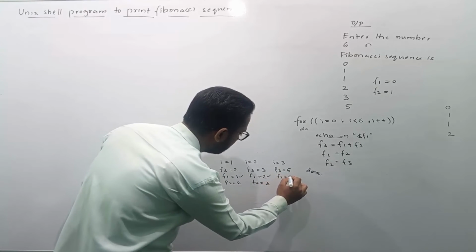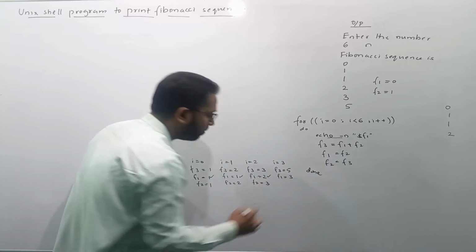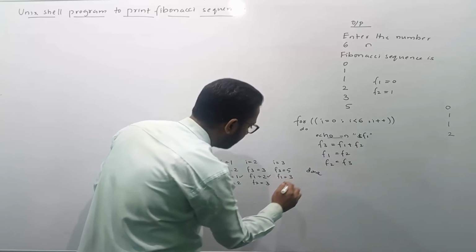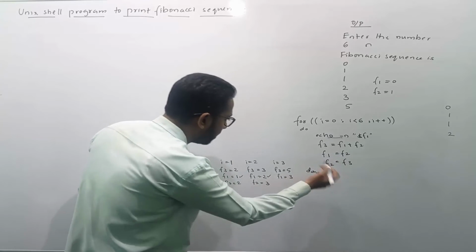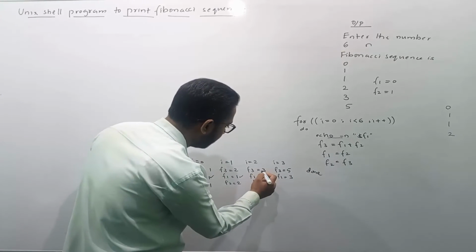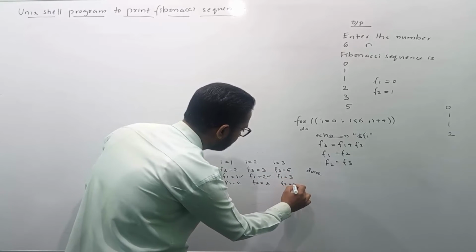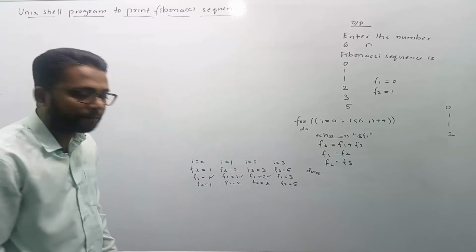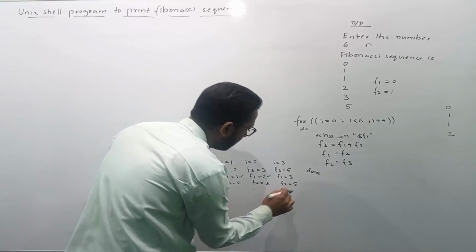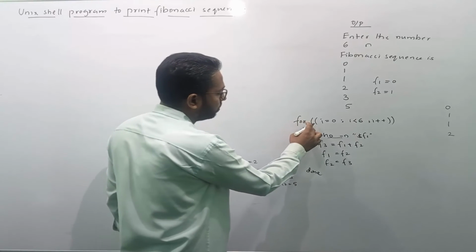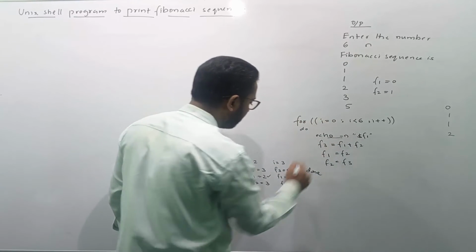So 3 gets passed to F1. Next, F2 is equal to F3. F3 gets passed to F2. So F3 is 5. So 5 gets passed to F2. Okay, this is 5. Next, control comes back to the for where the I value gets incremented by 1.